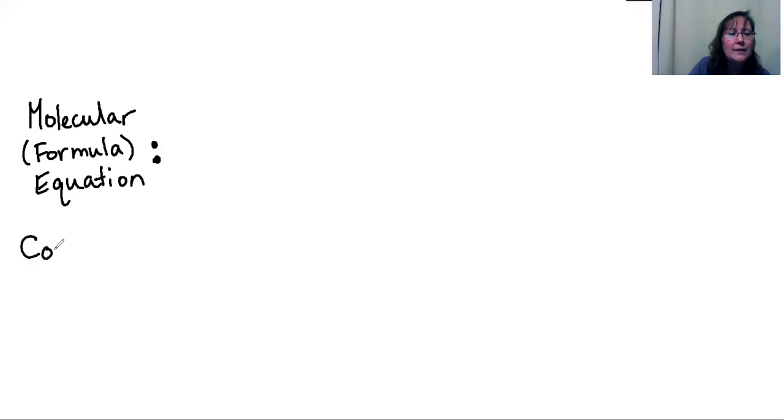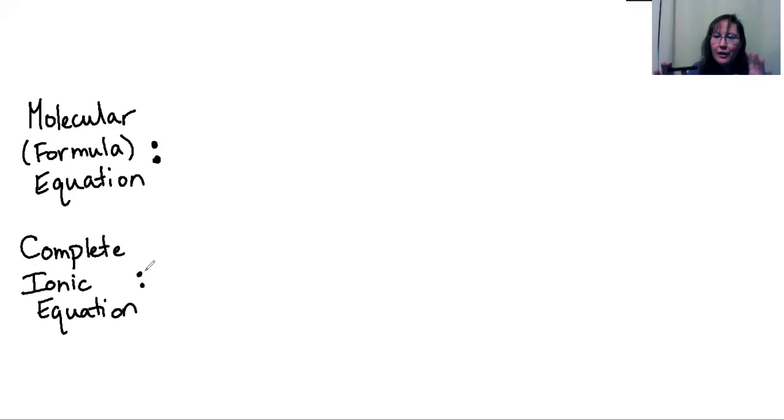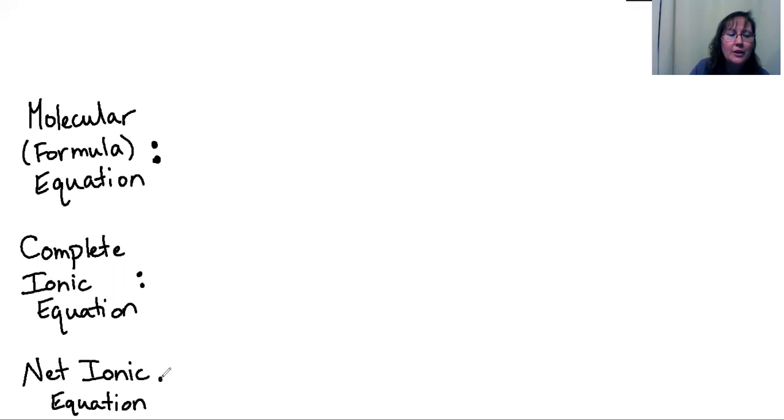The next step that we have is a complete ionic equation. In the complete ionic equation, everything that's in an aqueous form is separated into its different ions. And the last thing that we will have is our net ionic equation. In the net ionic equation, we're looking only at the pieces that react. Okay, so let's take a look at what that might be.